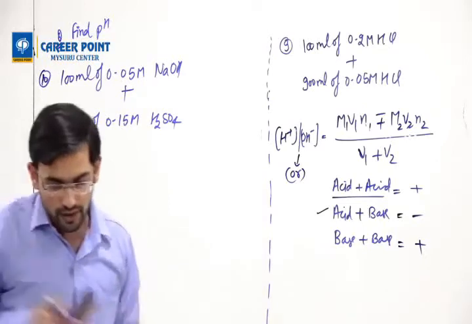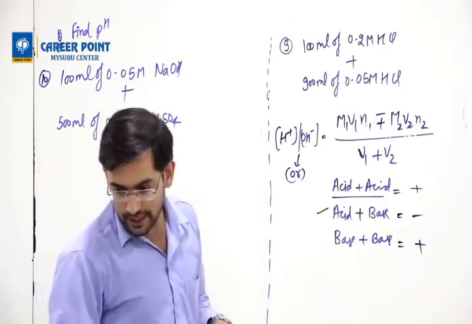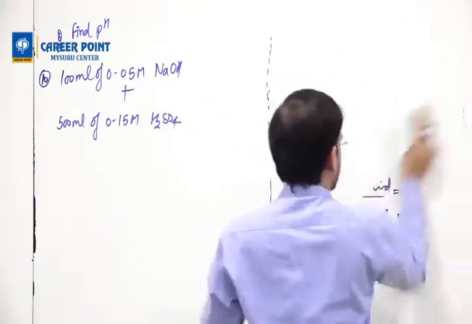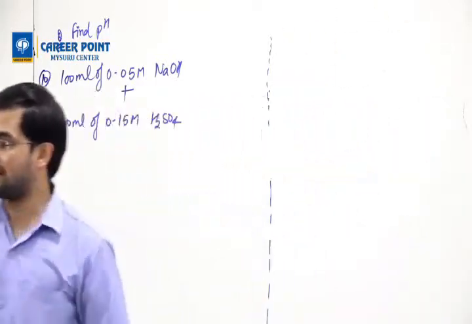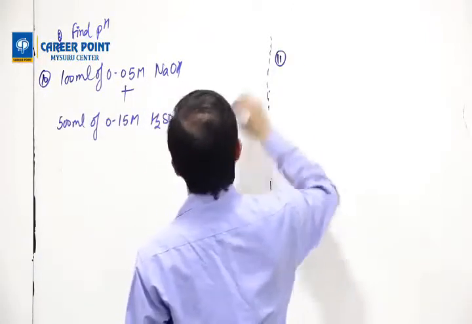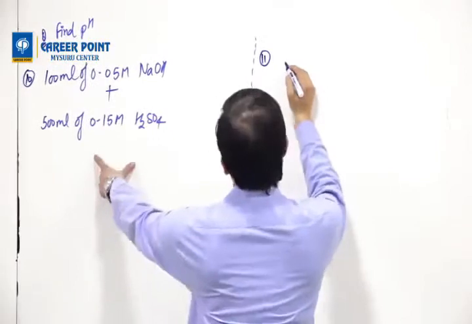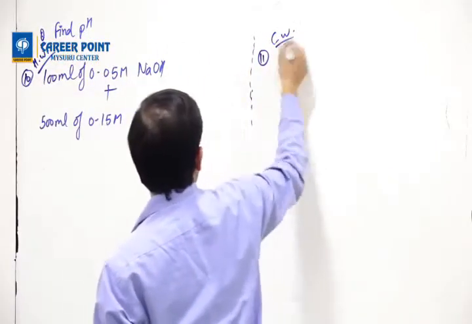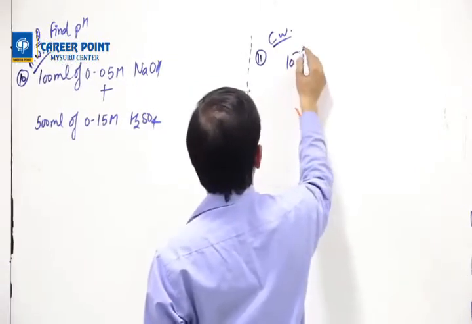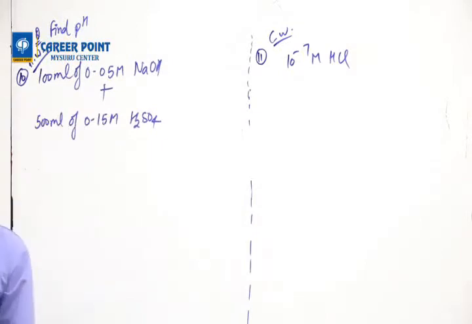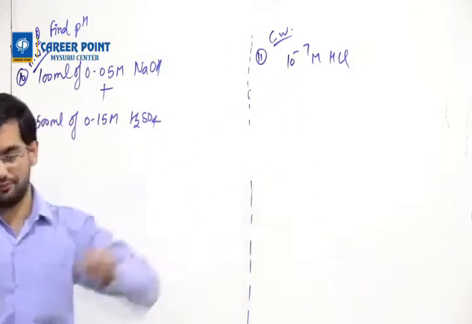Okay. Now, done? So we have one more question now. Question 11. This is your classwork now. We are doing classwork now, okay? Tell me the pH for 10 power minus 7 molar HCl.